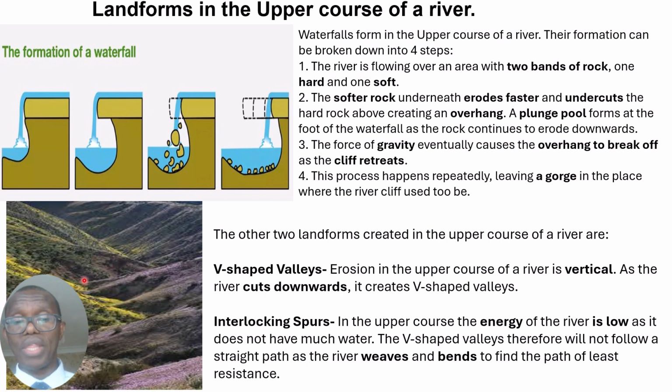And because it's doing that, as it moves across a landscape, we don't then see a V-shaped valley that is straight. Okay, we can see that it's interlocking. We have interlocking spurs here, right? As the river is bending, you have interlocking spurs here. That is what we are referring to as interlocking spurs as it bends around the landscape and tries to find the path of least resistance. So three landforms that are formed in the upper course: waterfall, V-shaped valleys, and interlocking spurs.